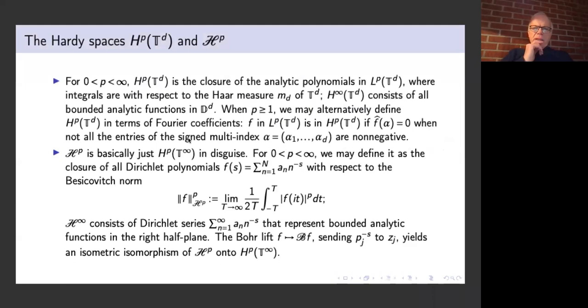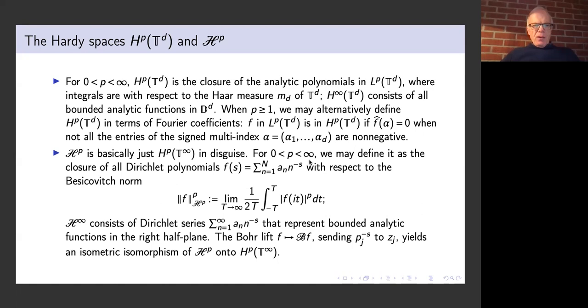Then we have another space which I call curly H^p, which is just H^p of the infinite dimensional torus in disguise. We define it in the following way. We take the closure of Dirichlet polynomials of this form, a finite sum of a_n n^(-s), with respect to the so-called Besicovitch norm. So we look at it on the imaginary axis. We take the integral mean of the pth power as t goes to infinity, and this is for finite p. For curly H^infinity, those are the space of Dirichlet series that represent bounded analytic functions in the right half plane.